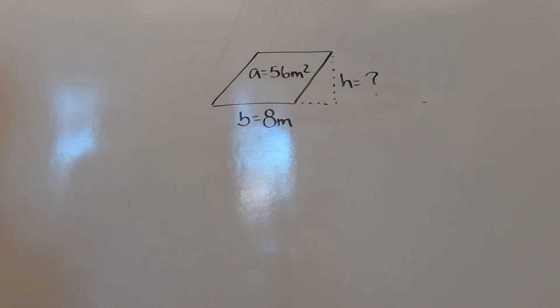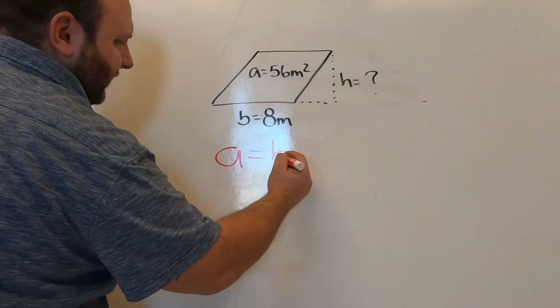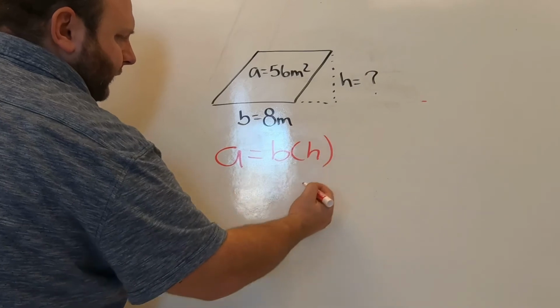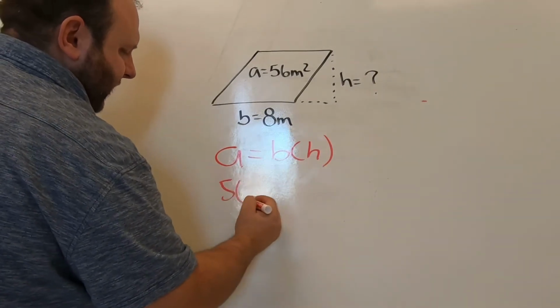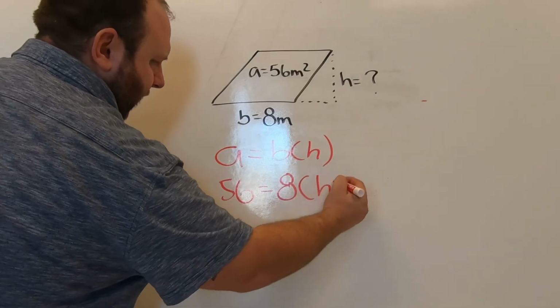All right, guys, here is our last parallelogram example. This time around, we have a parallelogram that has an area of 56 meters squared, a base of 8, and a height which we have not determined yet. So let's work with our formula. Area equals base times the height. 56 is the area. The base is 8, and we don't know the height.